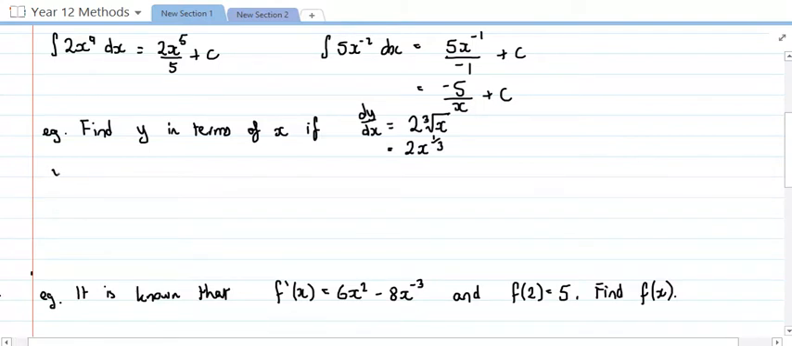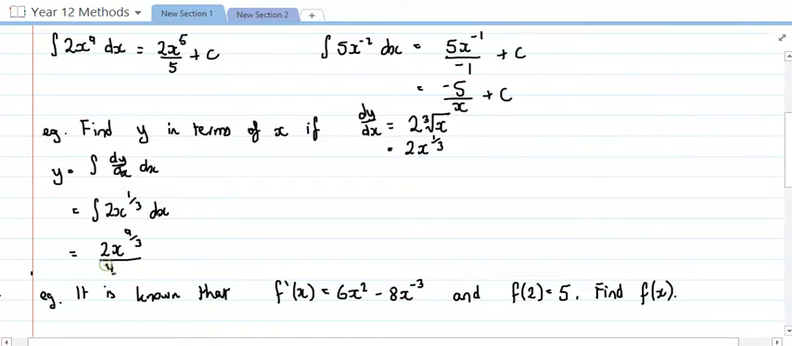What I can say is that y is equal to the antiderivative of dy dx with respect to x, which is the antiderivative of 2x to the power of 1/3 with respect to x, and that comes out to be 2x to the power of 4/3, so I've added 1 on. I need to divide by 4/3 as well, and then have a plus c on the end.